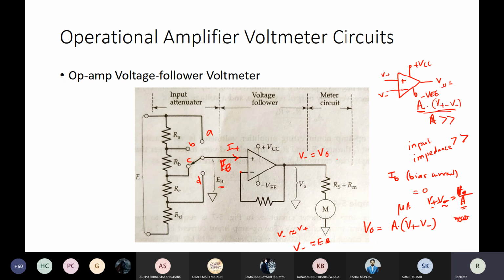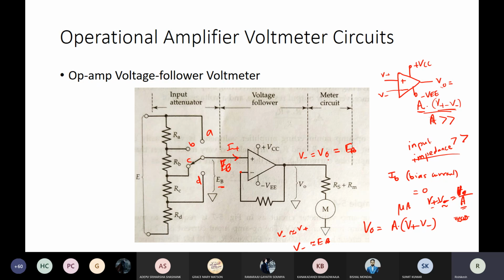Is V0, right? That is how we have connected it. Negative feedback mode. So what is V0 then? EB. You see, now EB will appear across the meter as it is. What have we achieved here? Very high input impedance, and the advantage with very high input impedance is very low loading effect, because almost nothing is drawn from the circuit which is under investigation, right?